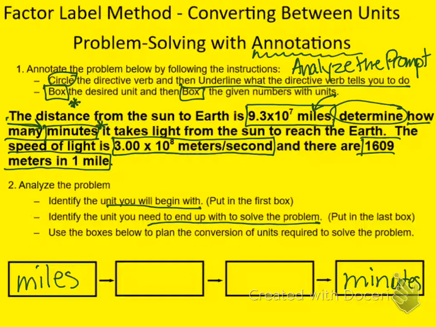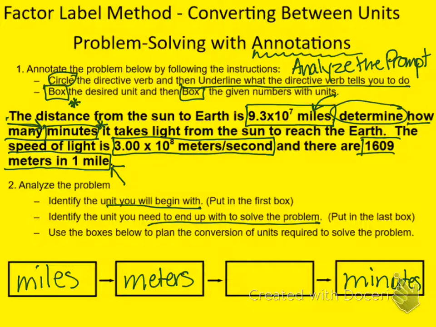So we want to determine what data do I have that can get me from miles to minutes, and I can either work backwards or forwards. So I'm in miles. Let's look and see if there's some data that connects to miles. At the end of the problem, it tells me how many meters are in 1 mile. So I can convert from miles to meters. Hopefully that's going to get me closer to minutes.